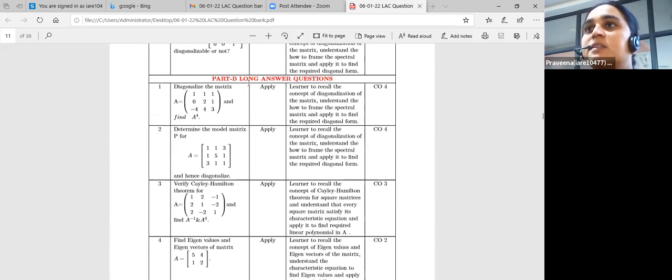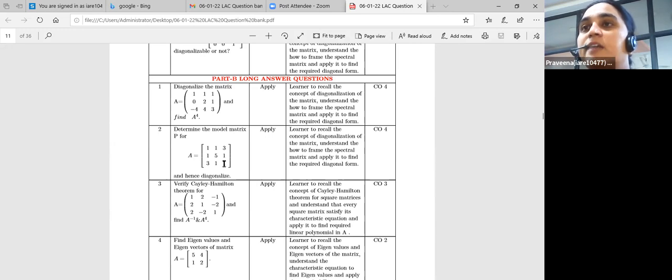Now we'll discuss the long answer questions from the second unit. Note the first question, ma. Diagonalize the matrix. A is [1, 1, 1; 0, 2, 1; -4, 4, 3], and find A power 4. Okay, we discussed this. First, is it diagonalizable or not, and after that find A power 4 of the matrix, right?